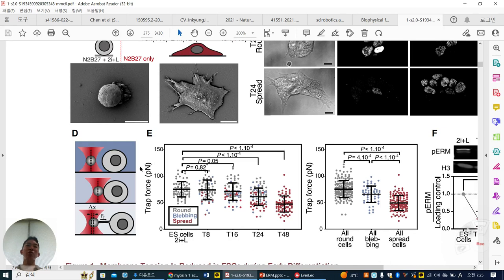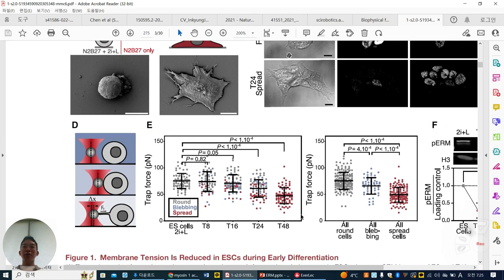And now, from this idea, that membrane tension might decrease on the spreading cell, they use optical tweezers and measure over time. And then they found three different cell types. One is round, relatively ES-like cell. Blebbing is in between. Spread cell is spread cell. So the gray color number decreases while the blebbing blue color and red color are enhanced over time.